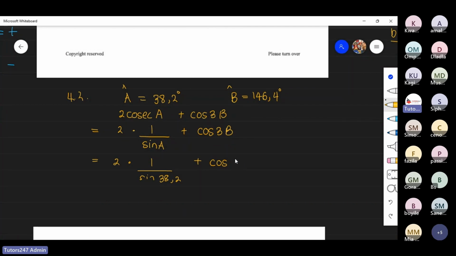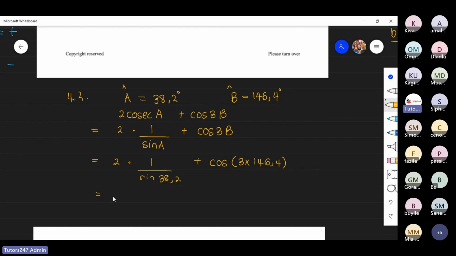So we now need to multiply that angle of B by 3. So our angle of B is 146,4. Because we were told it is cos of 3B, we now multiply the angle, which is B, by 3. Keep note of that, that is important.